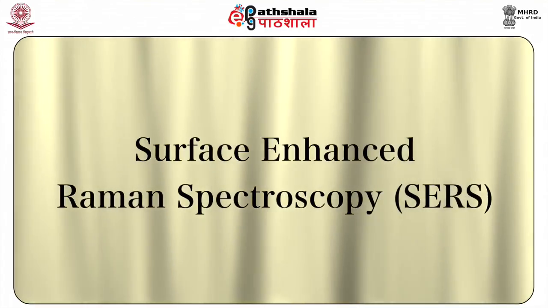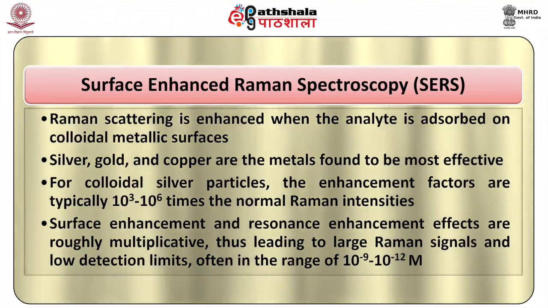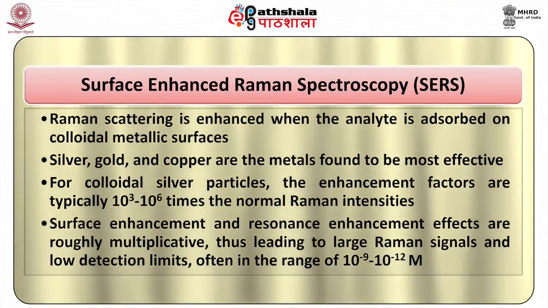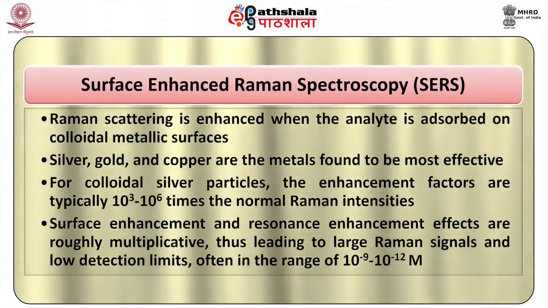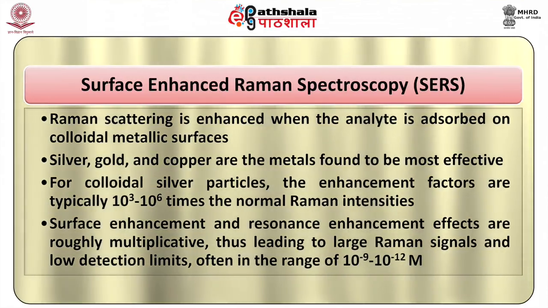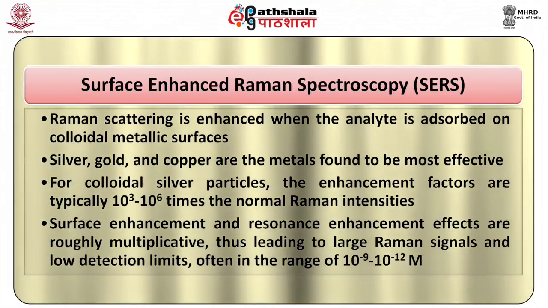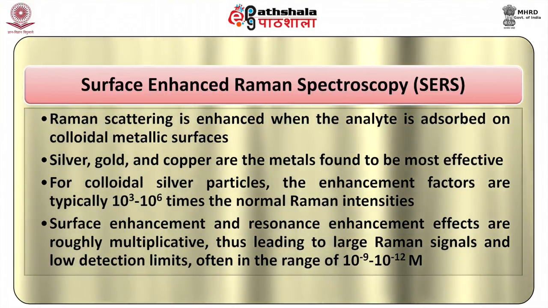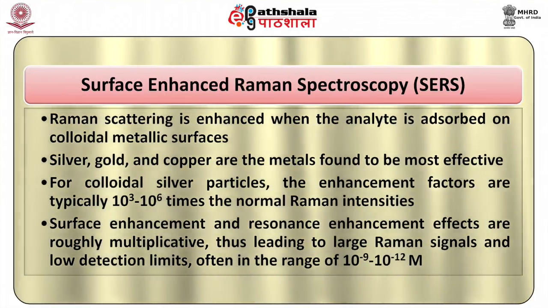Surface enhanced Raman spectroscopy. Raman scattering is enhanced when the analyte is adsorbed on colloidal metallic surfaces. Silver, gold and copper are the metals found to be the most effective. For colloidal silver particles, the enhancement factors are typically 10 to the power of 3 to 10 to the power of 6 times the normal Raman intensities. Surface enhancement and resonance enhancement effects are roughly multiplicative, thus leading to large Raman signals and low detection limits, often in the range of 10 to the power of minus 9 to 10 to the power of minus 12.